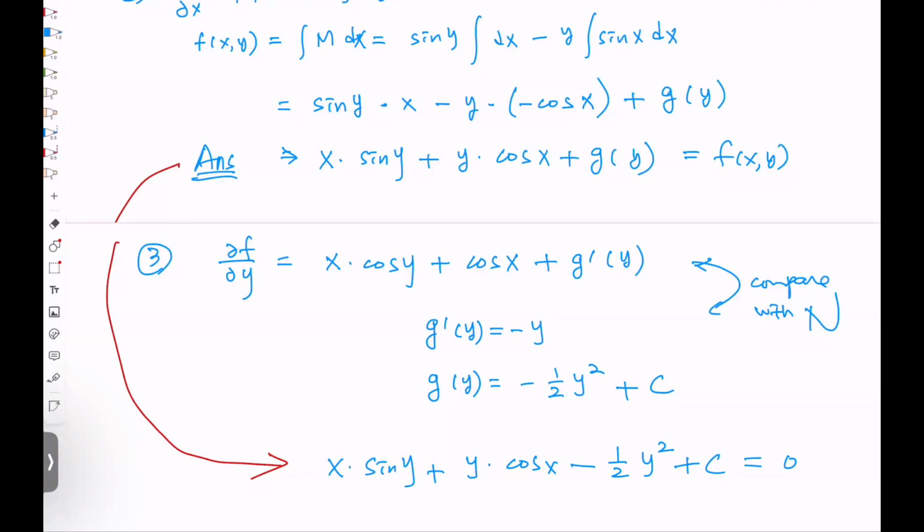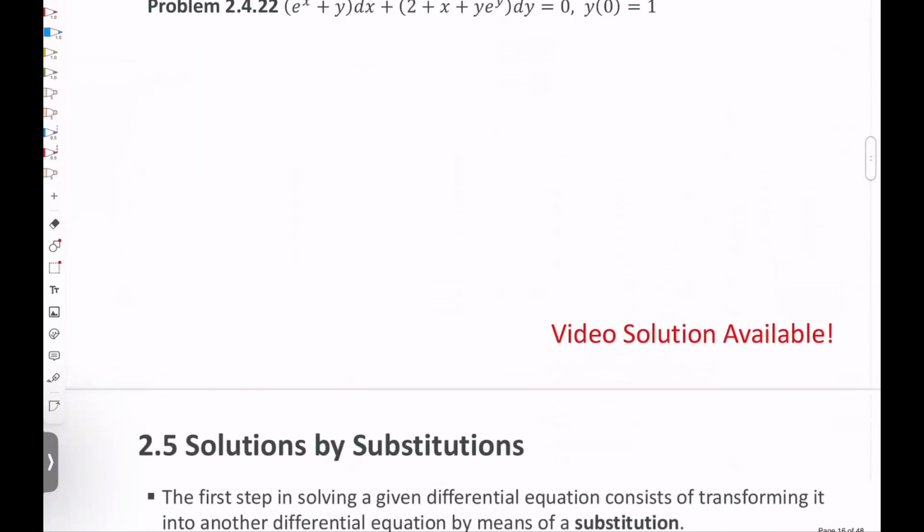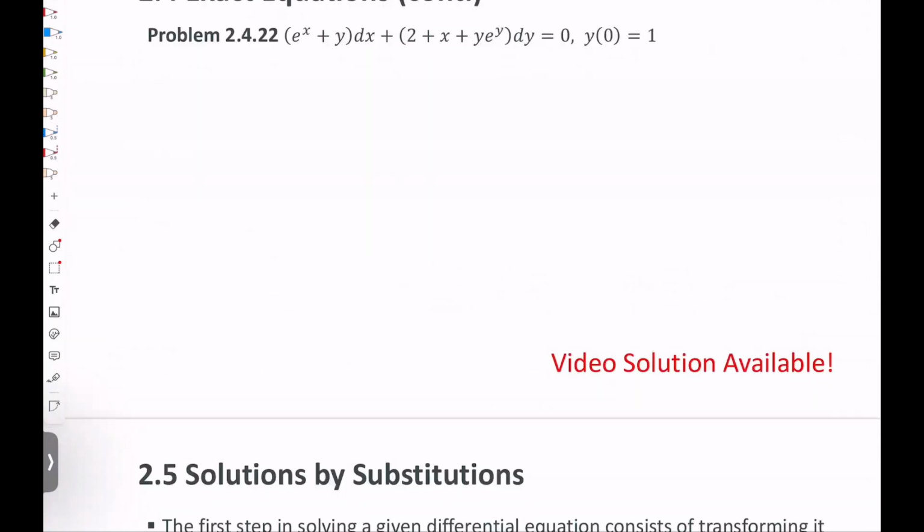Really doesn't matter. So 2.18 and 2.422, they both are on YouTube. So please try yourself first and check for the answer.